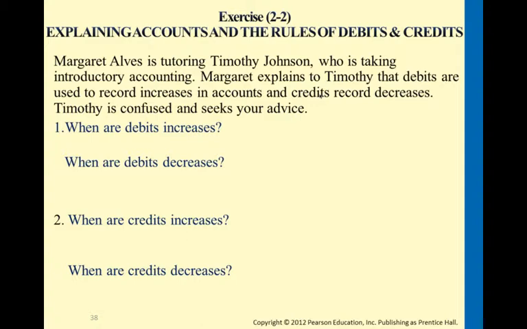So when are the debits increases? What types of accounts represent that the debit side is an increase in value? Cash account, which is part of the asset category. So for all of the asset category, we have debit increase. What else?